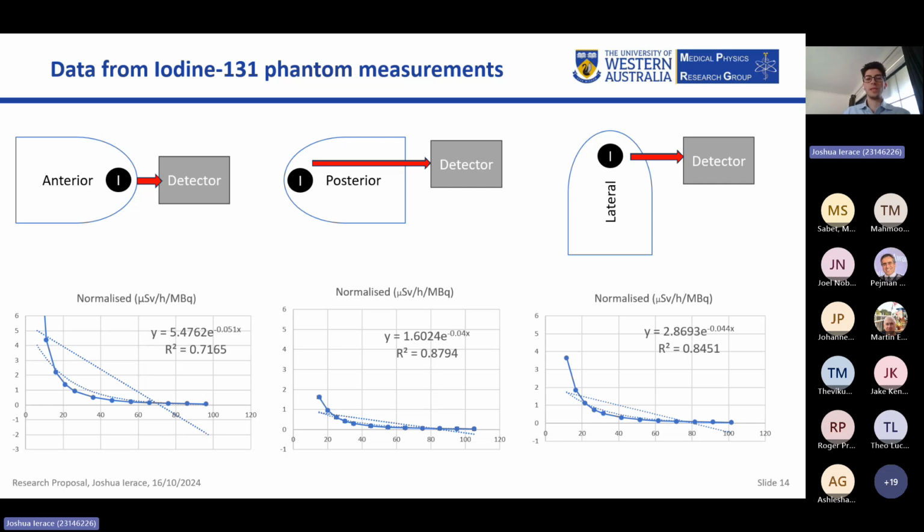I've used a mono-exponential fit for these models, but I plan on exploring bi-exponential fits to hopefully achieve a higher R-squared value.